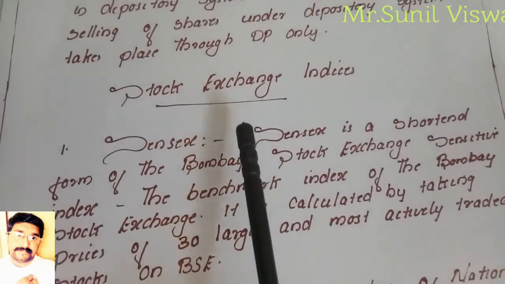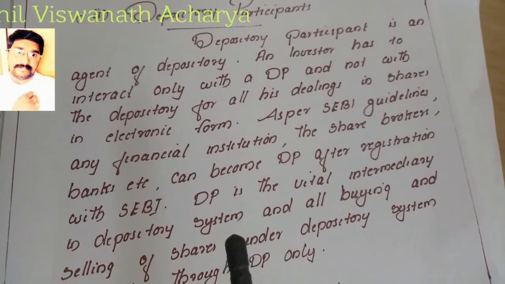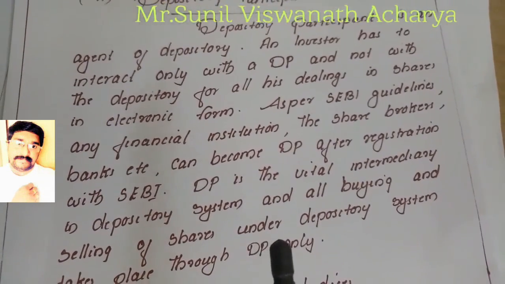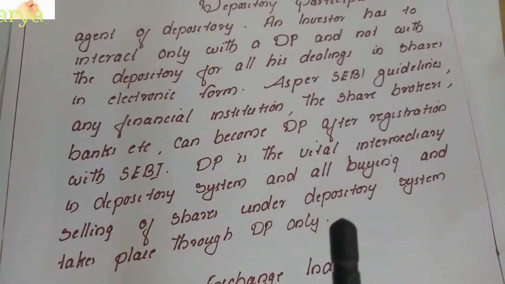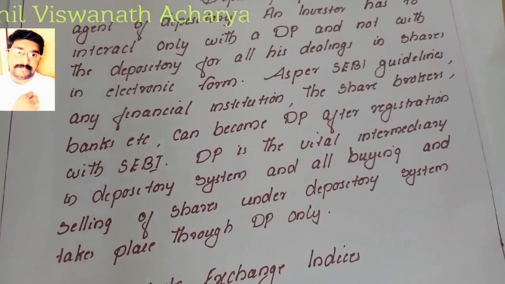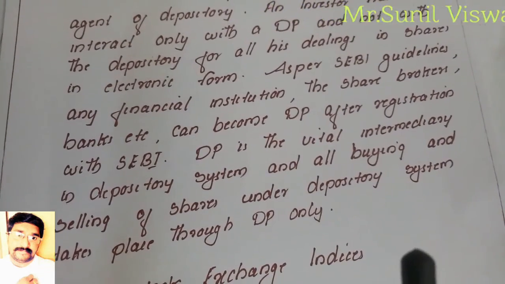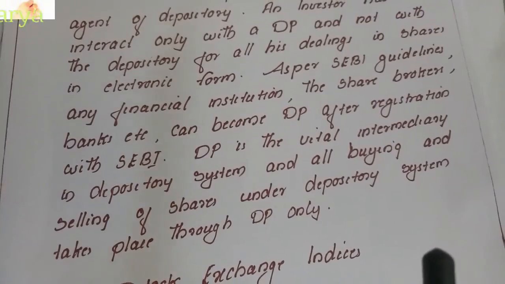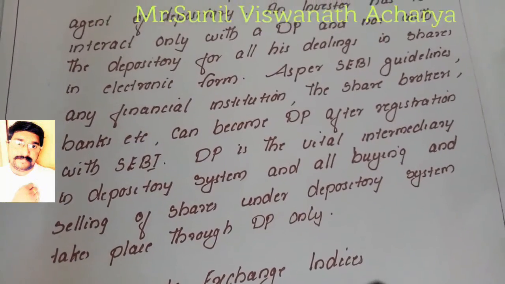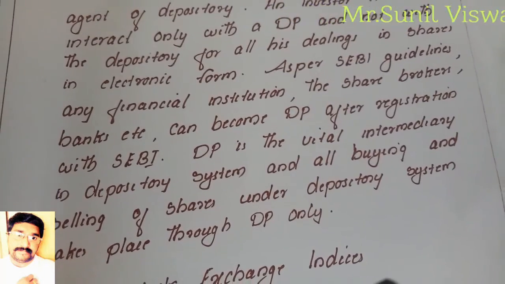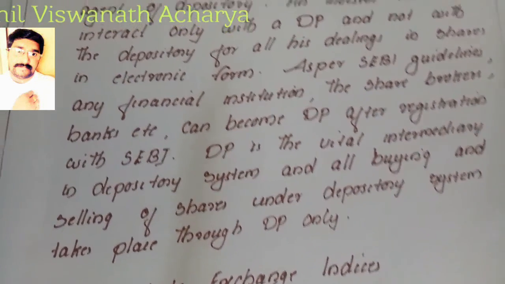We know that many stock exchanges are there in our country, and many regional stock exchanges, and two nationwide stock exchanges. The two nationwide stock exchanges are the National Stock Exchange, or NSE, and OTCEI, that means Over the Counter Exchange of India. Other stock exchanges are regional stock exchanges.